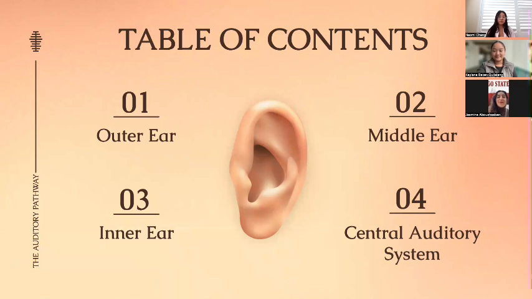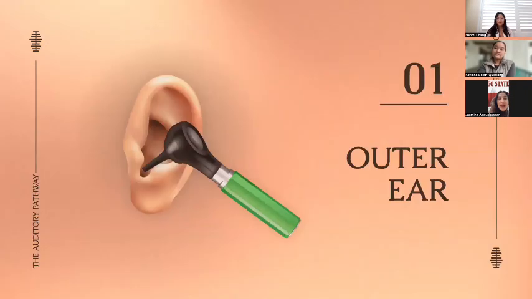So today we're going to be covering the outer ear, the middle ear, inner ear, and the central auditory system. I'll be talking about the outer ear.